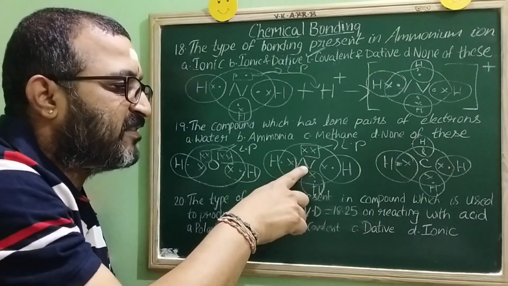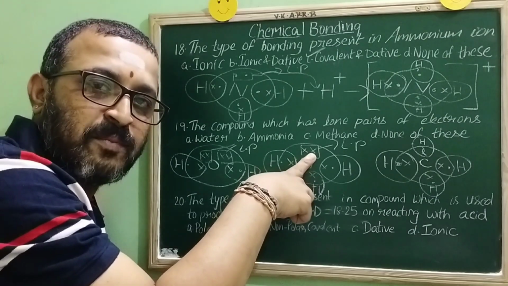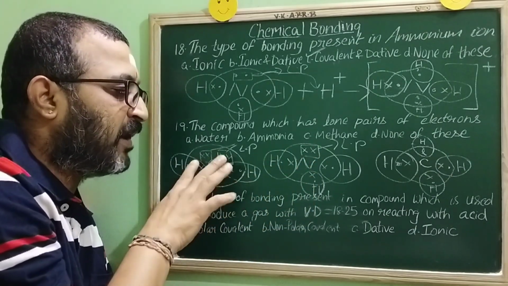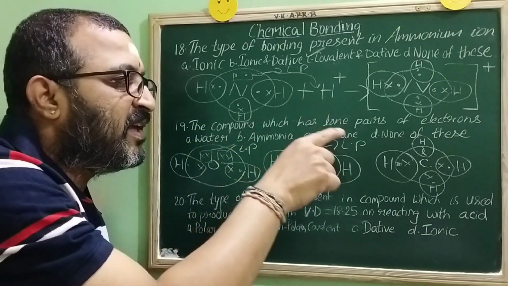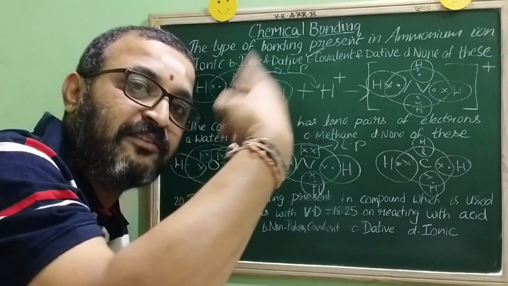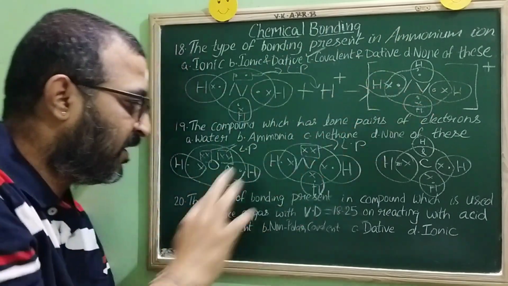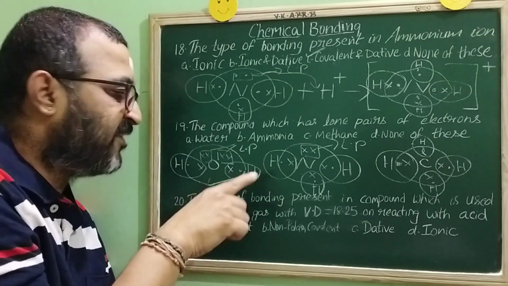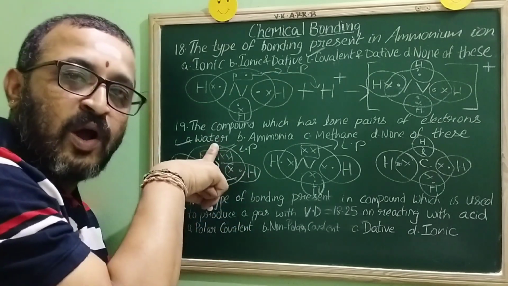Now common sense says that out of these three, two have lone pairs of electrons. Which are they? One is ammonia, it has one lone pair of electrons, and another one is water molecule which has two lone pairs of electrons. Now the question is, they're asking for a compound which has lone pairs. Pairs means two, right? Or more than one. So which is that? It is water molecule. So the answer is option A, that is water.